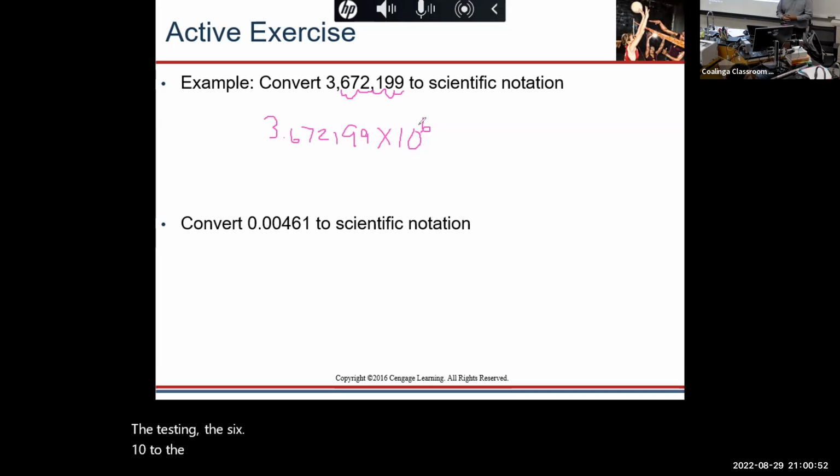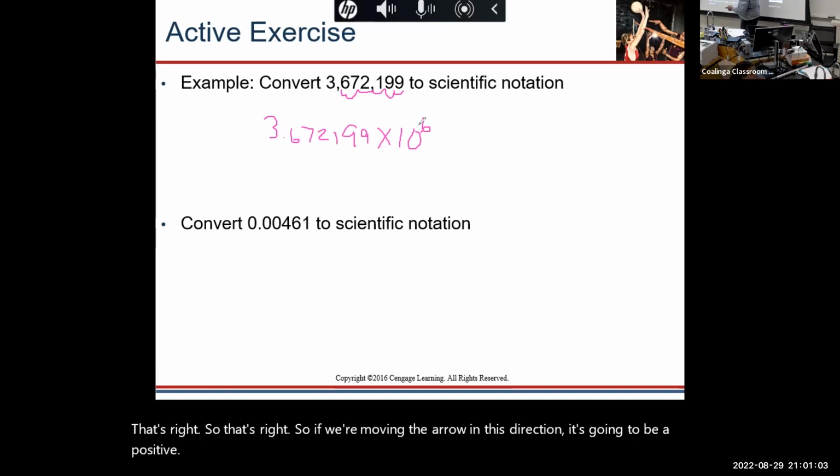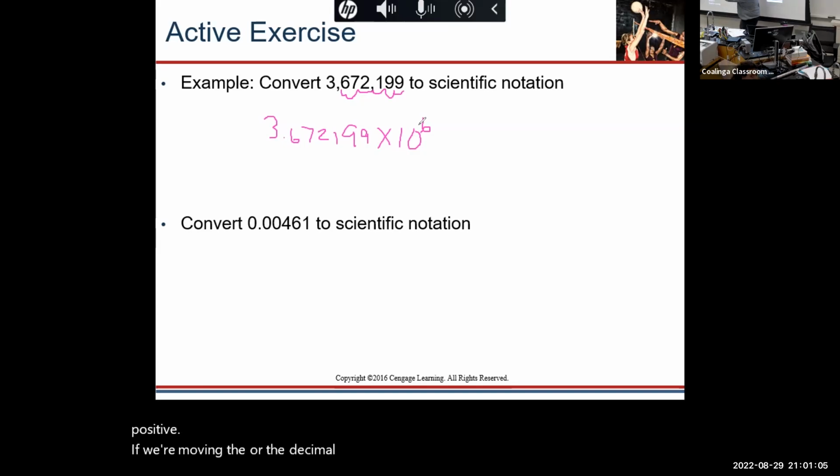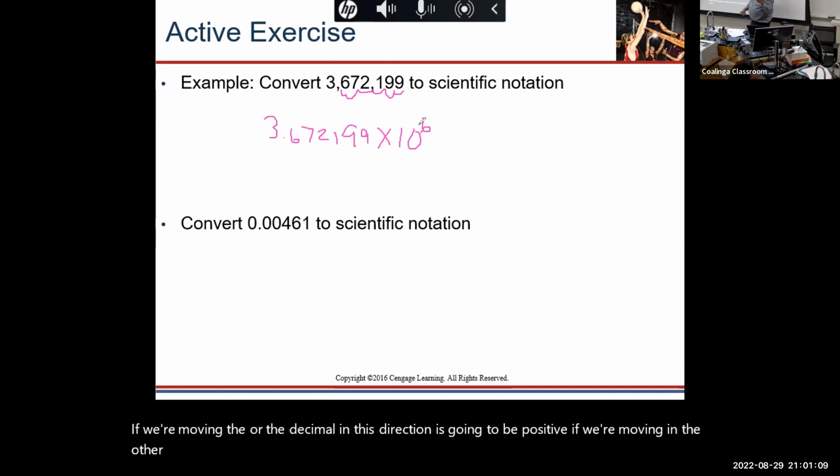If we're moving the decimal in this direction, it's gonna be positive. If we're moving in the other direction, it's gonna be a negative. That's right. Okay.